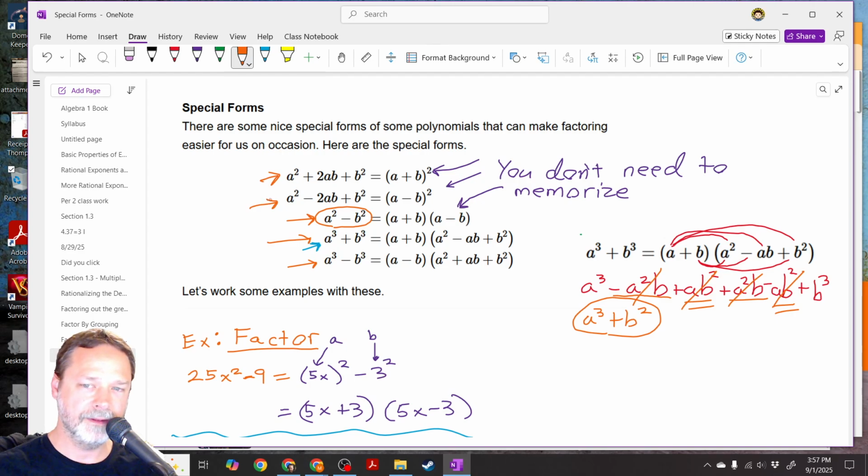I wouldn't worry about them too much because these are just, again, quadratics. They have special forms. There are patterns there that can make your lives a little quicker, but you don't need them. Other methods work just fine. But if you want to memorize those, they will make life a little easier.